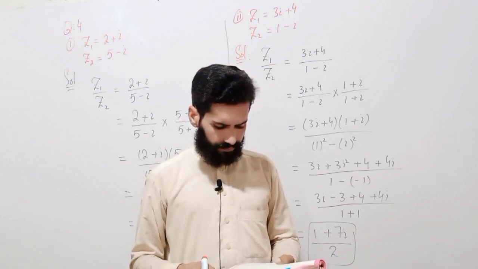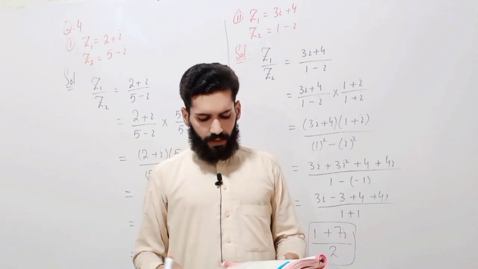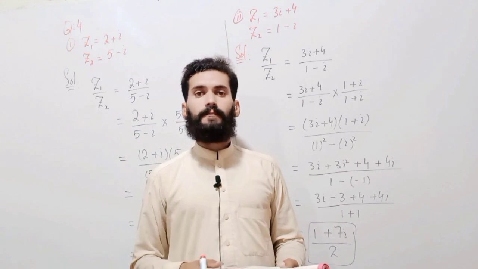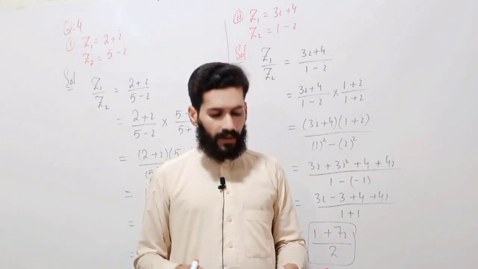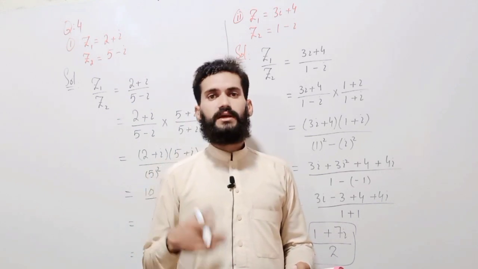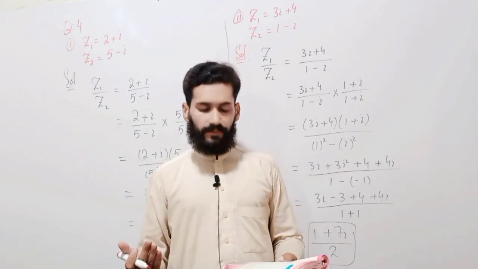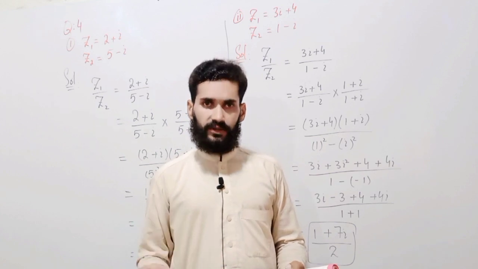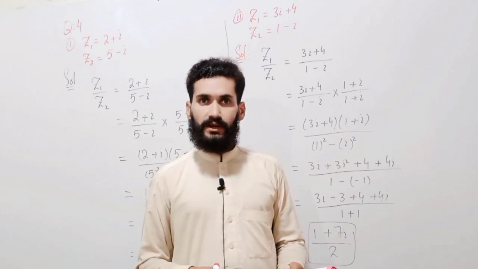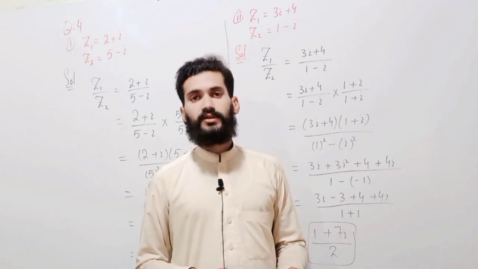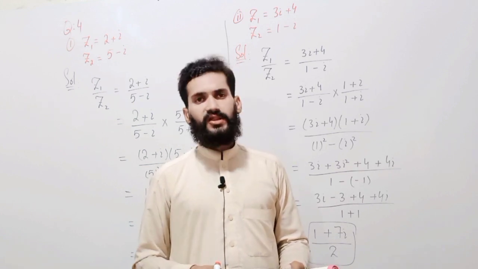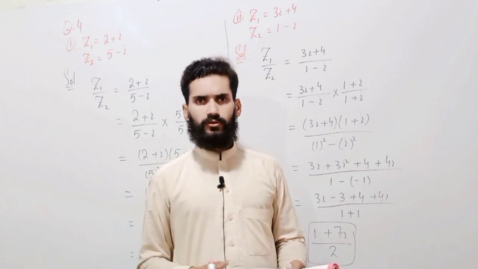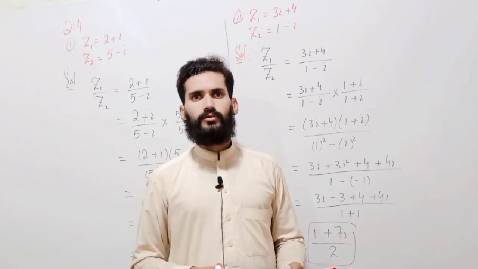Question number 6: find the complex conjugate of the following complex numbers. The first one, negative 8 minus 3 iota, has complex conjugate negative 8 plus 3 iota. Second part, negative 4 plus 9 iota, has complex conjugate negative 4 minus 9 iota. Third part, 7 plus 6 iota, has complex conjugate 7 minus 6 iota. Fourth part, square root 5 minus iota, has complex conjugate square root 5 plus iota.